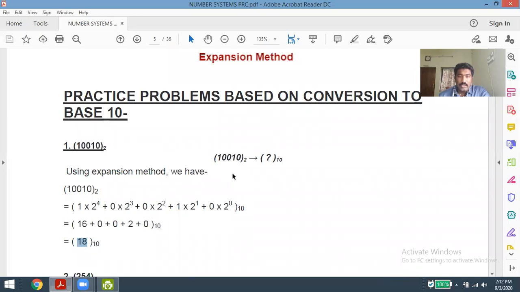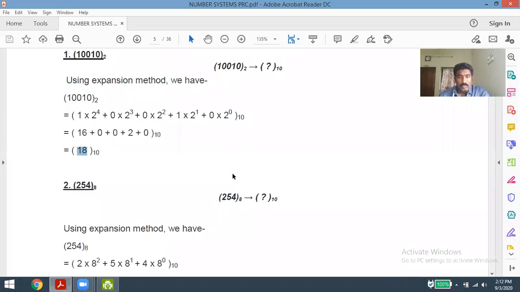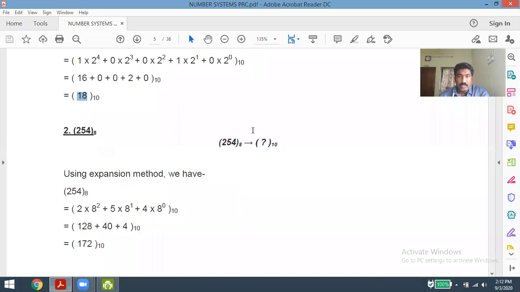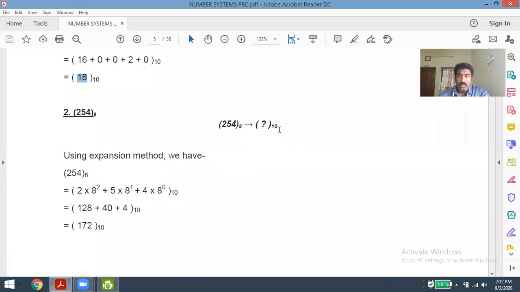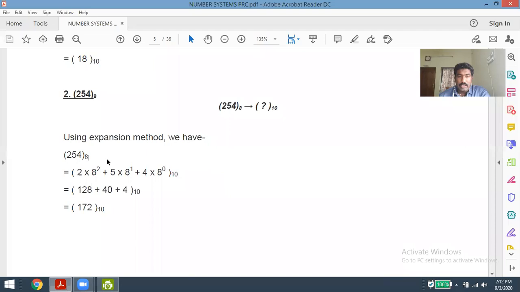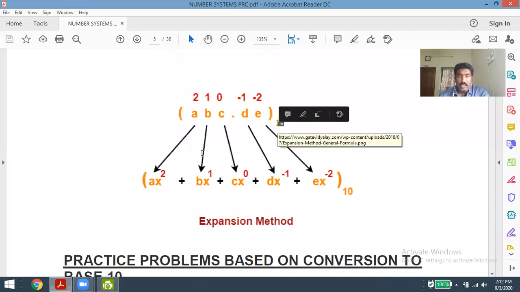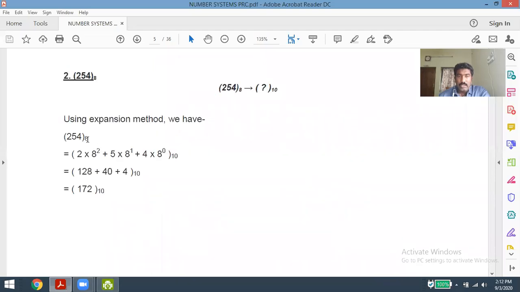Now the same method also follows for 254 base 8 into base 10. Here, in the place of x, I am using 8, that is base 8. It's an octal representation. So simply do the same process: 4 into 8 power 0 plus 5 into 8 power 1 plus 2 into 8 power 2, base 10, and finally I will get 172 base 10.